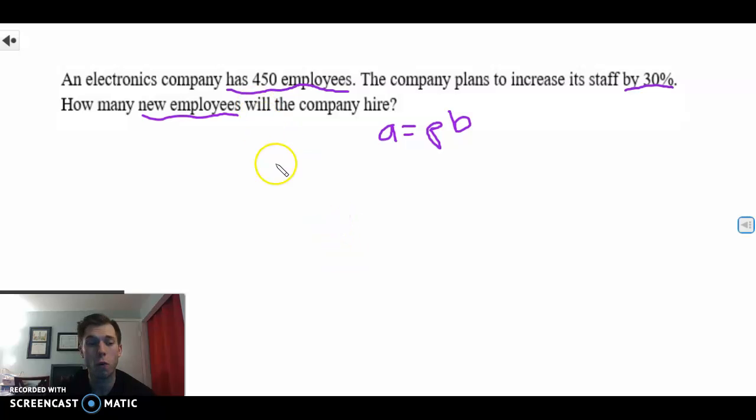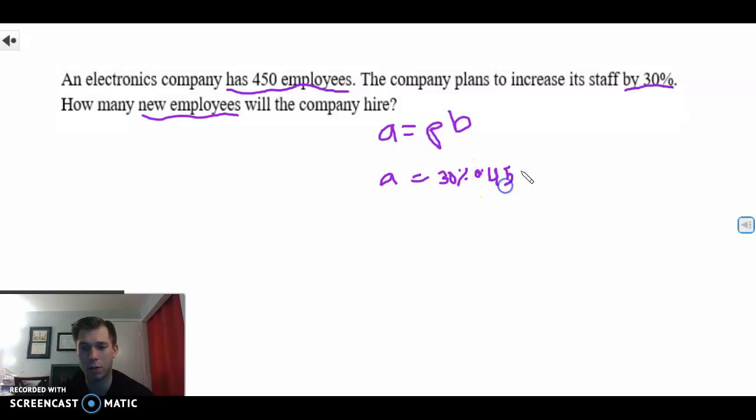Okay guys, so 450 in this problem is actually representing the whole. The company has that many employees. So that's what we're going to substitute in for B. And now, since we want to know how many new employees there are going to be, that is going to be our A. That is what we're looking for, the part. So we're going to have A equals our percent, 30%. Okay. Multiplied, do better with the multiplication symbol, by our total number of employees, which is 450 right now.